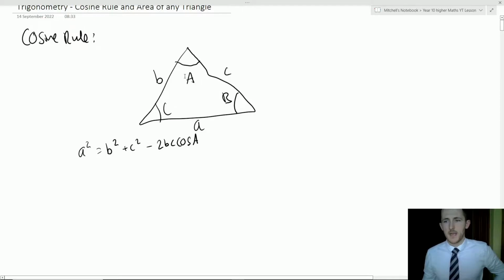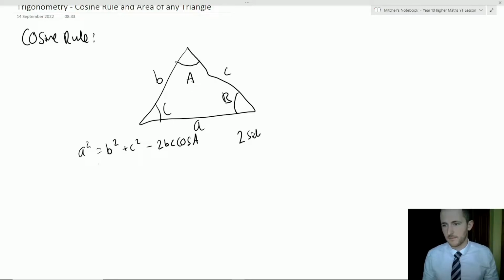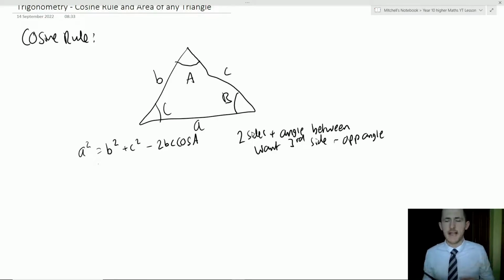This would be useful if you have 2 sides plus the angle between, and you want the third side, which is also going to be the side opposite the angle, right? Because it has to be.